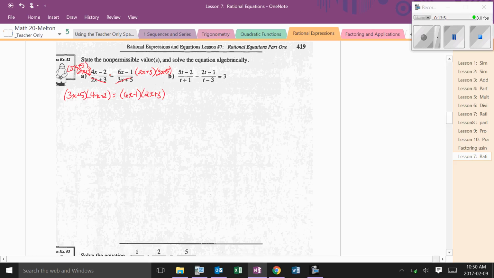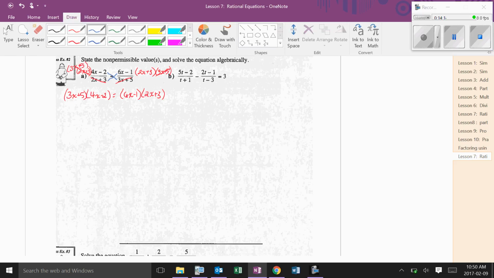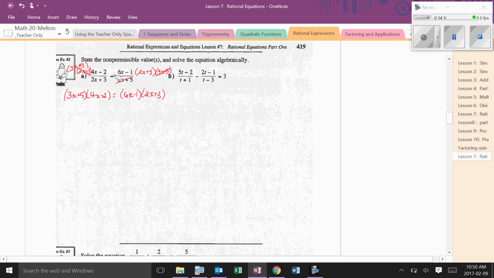You can see, which is 4x minus 2 times 3x plus 5 is equal to 2x plus 3 times 6x minus 1. The reason that works is because we're multiplying both sides by the common denominators, eliminating their own denominators. So cross products are equal, but we can only do that when we have a fraction equal to another fraction. If there's extra pieces, then it's not going to work.